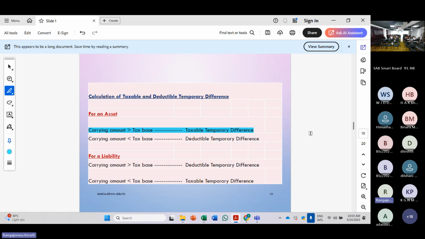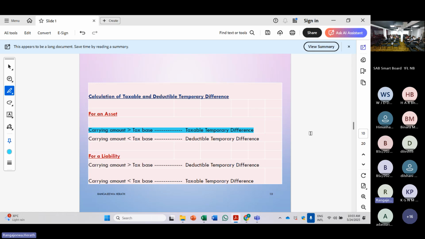Tax base is 80 million. Right? So the carrying amount of the machinery is 90 million, the accounting value. As for the tax law, the carrying amount is called the tax base. Value as per the tax law, tax base, 80 million. Now the carrying amount is 90, tax base 80. So the carrying amount exceeds the tax base. The difference is a taxable temporary difference. A taxable temporary difference will lead to a deferred tax asset or liability.